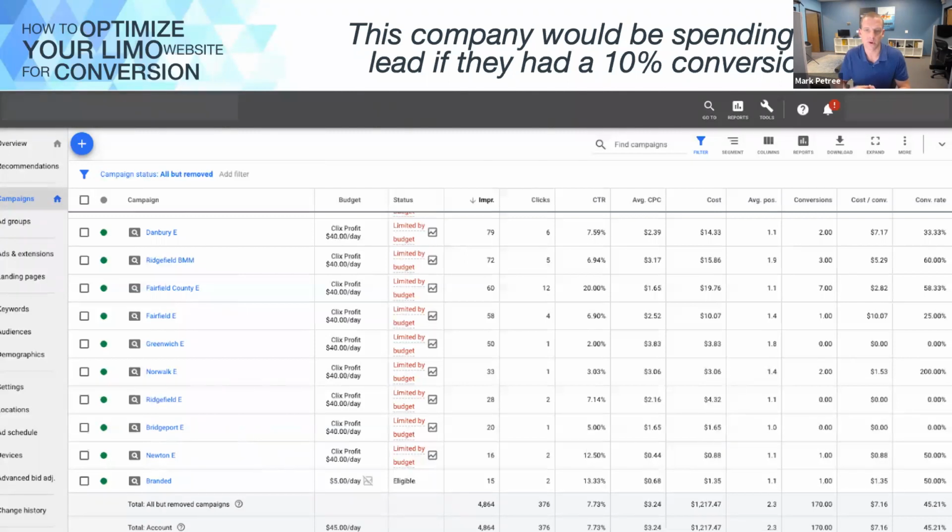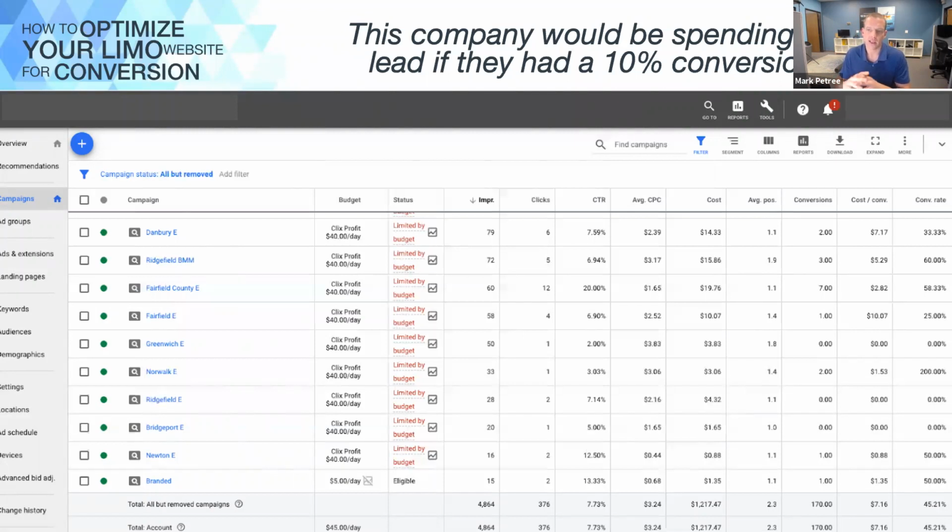And so this company has had 376 visitors to their site at a cost of $3.24 per visitor. You see that down here. And then the total they've spent is about $1,200. Okay, and for that $1,200, they got 170 leads. Okay, so, and they're converting at 45%. That's a very, very high conversion rate.